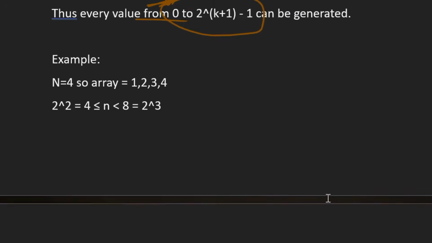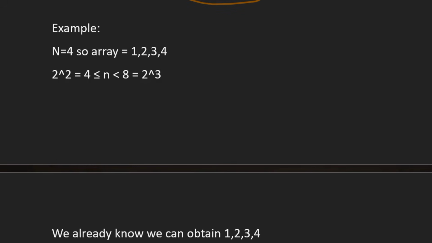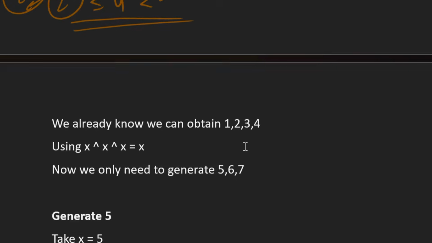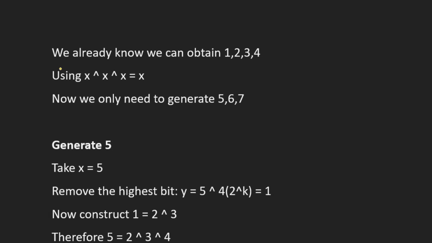So let's see an example. Suppose we have taken n is equal to 4. So in our array we have the elements 1 2 3 4. It can be in any order because it's a permutation. Now let's see our n value. N value lies between 2^2 to 2^3. So 2^2 is equal to 2^k, right? Now we know we can obtain the values 1 2 3 4 using this property, right?